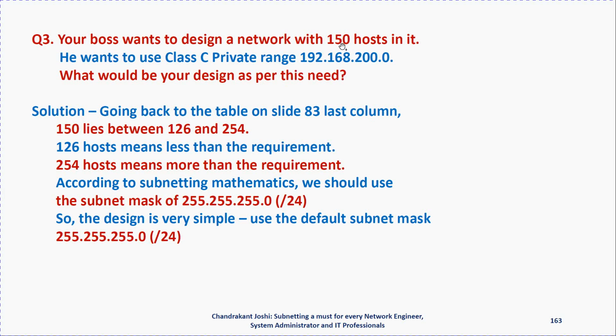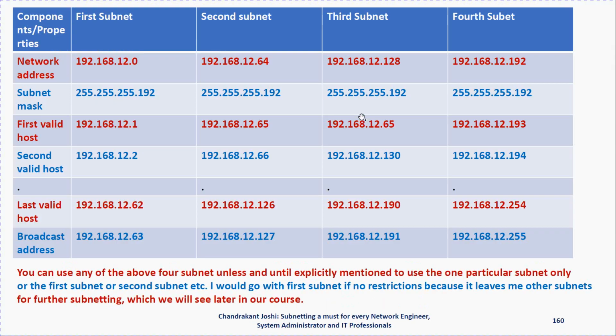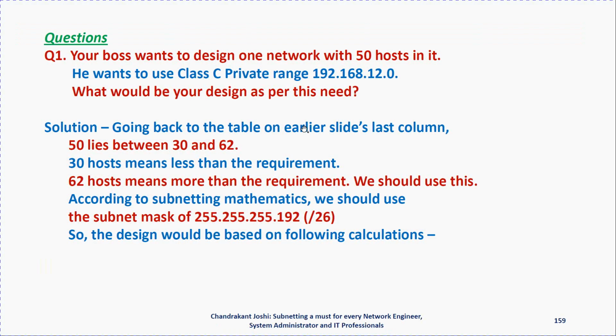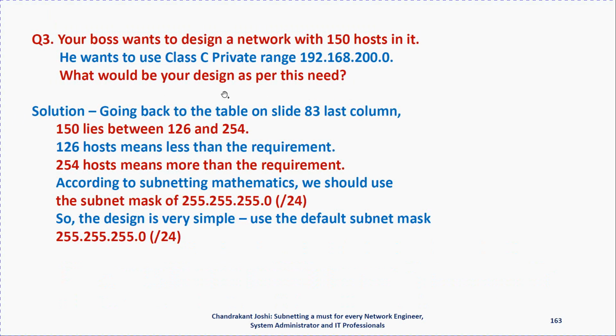So 150 is in which part of this table? 150 is in this part, so we will have only one single subnet. So this is the default one. Where is it? 126 hosts is less than the requirement. How many hosts are there? 150. Okay, so 150 lies over here, so we use the default one.